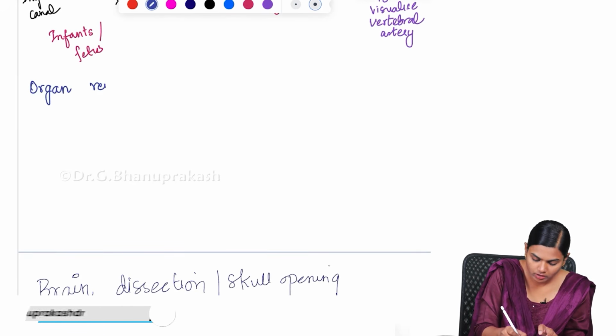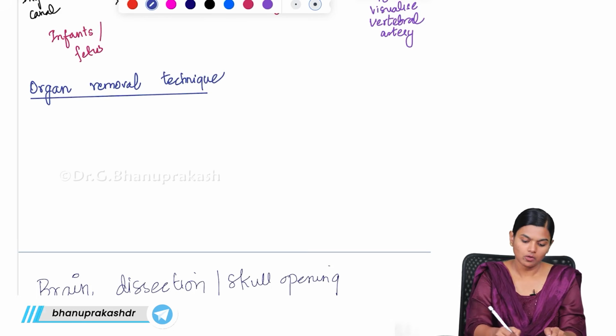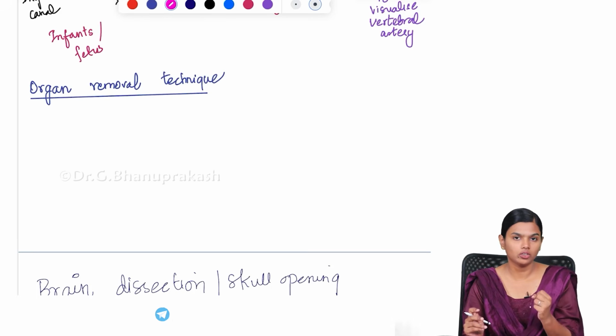Organ removal technique. So here what will happen is that you have opened the body. Now we have to take out the organs, right?